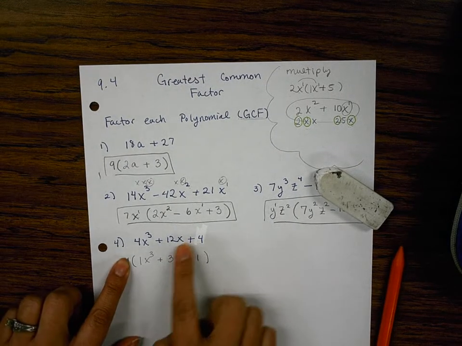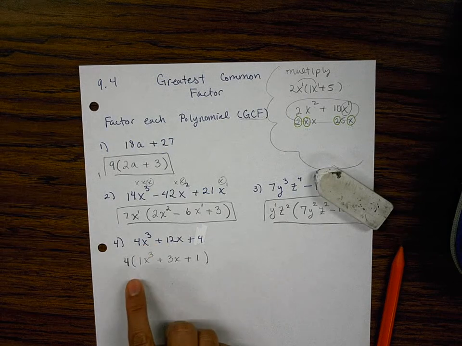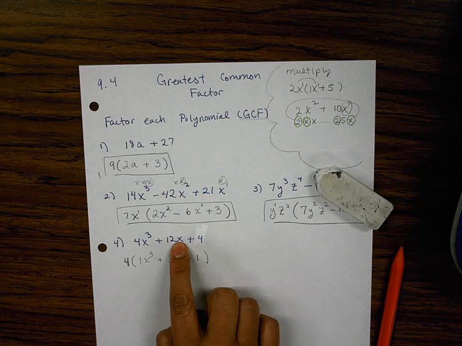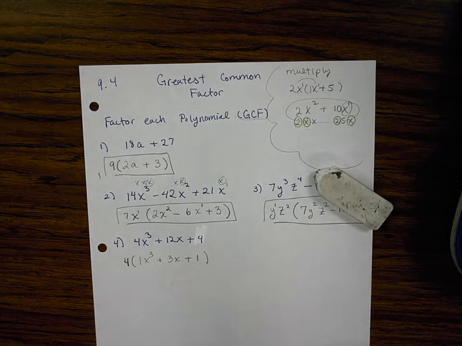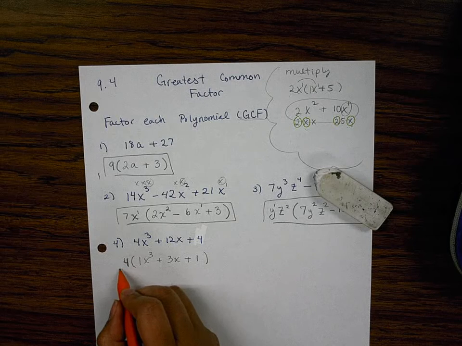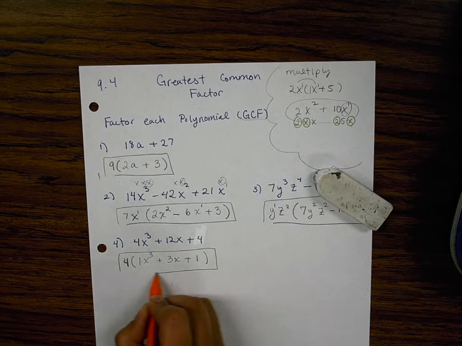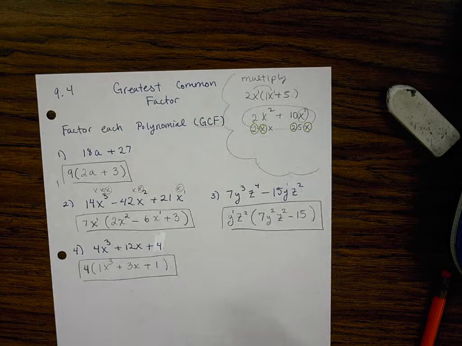Now let's check. 3 terms. 3 terms. That's good. 4 times 1x cubed is 4x cubed. 4 times 3x is 12x. 4 times 1 is 4. Oh, and there is no GCF. 1, 3, 1. There's no greatest common factor anymore. This is your final answer.